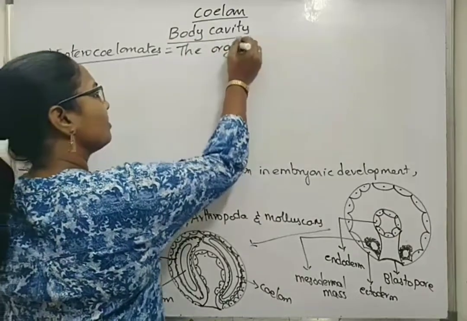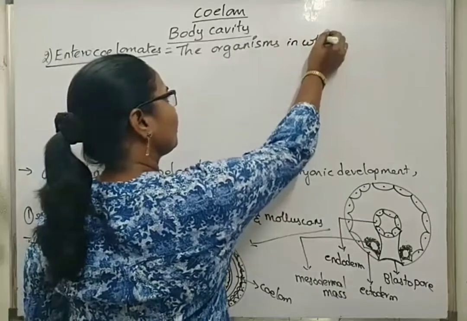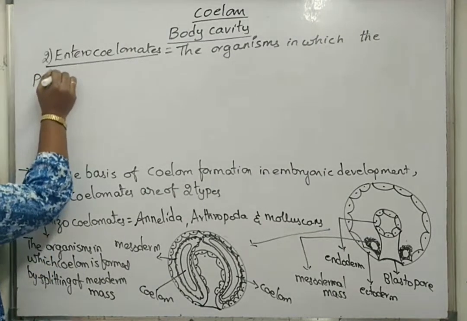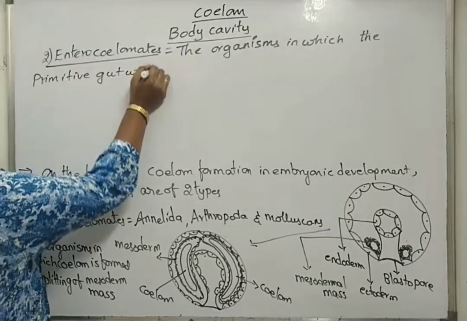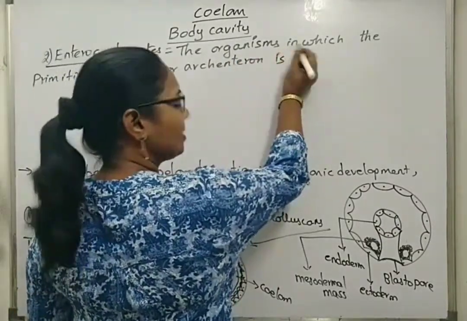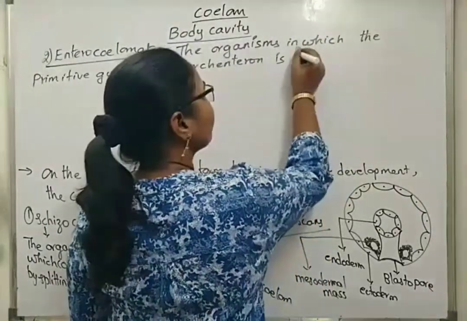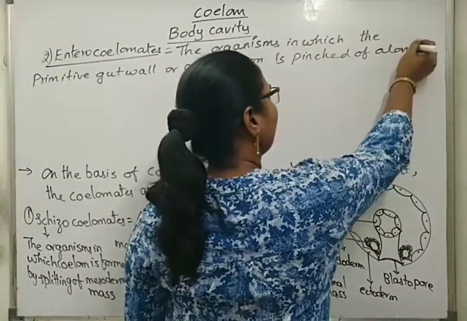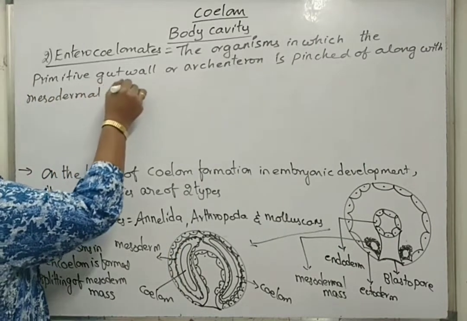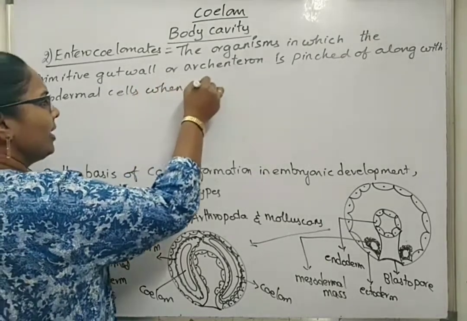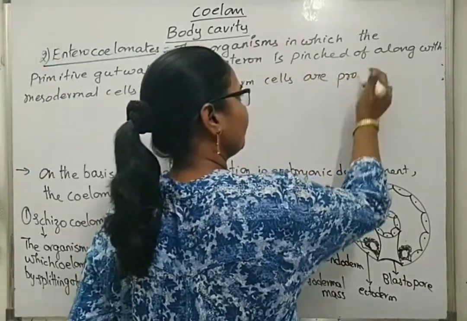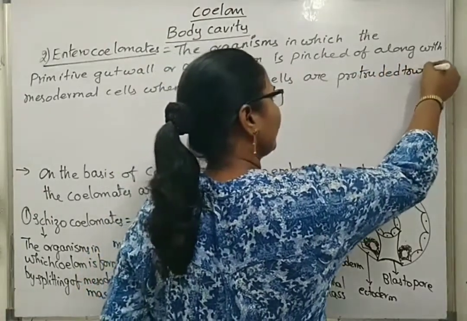The organisms in which the primitive gut wall or archenteron is pinched off along with mesodermal cells, when endodermal cells are protruded towards ectoderm.